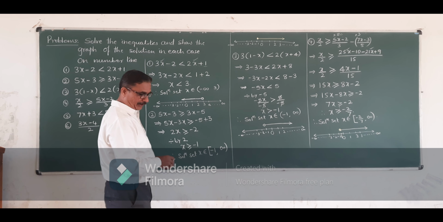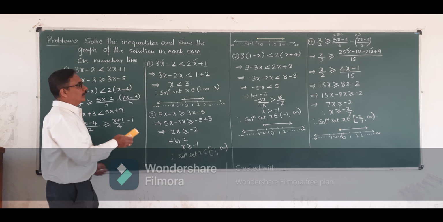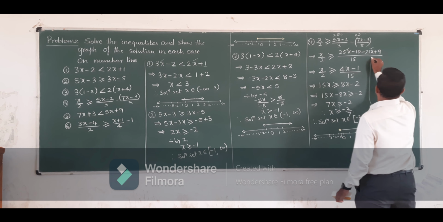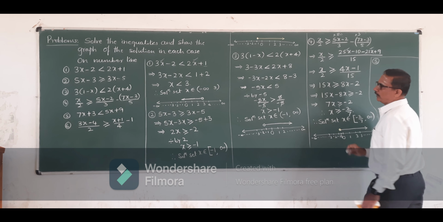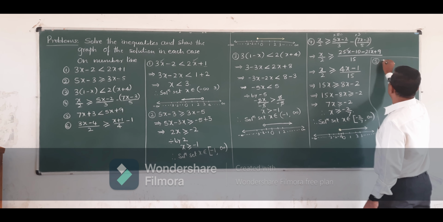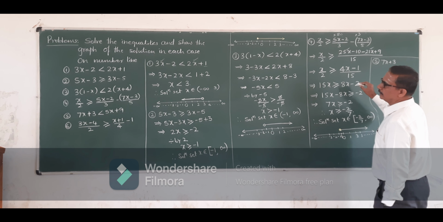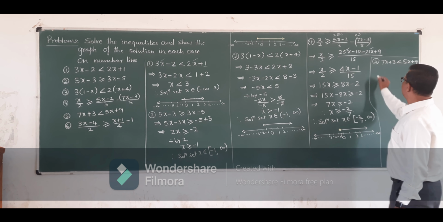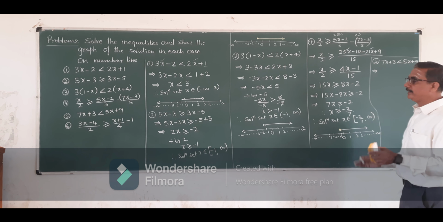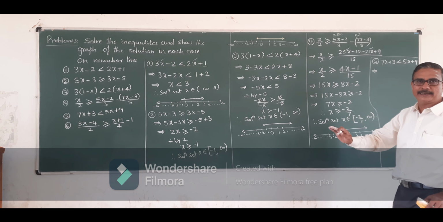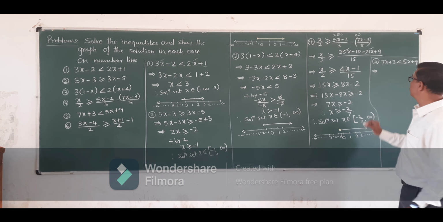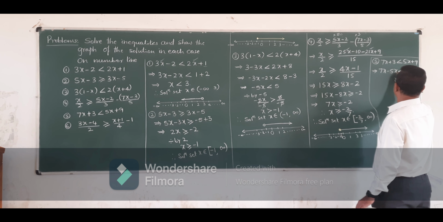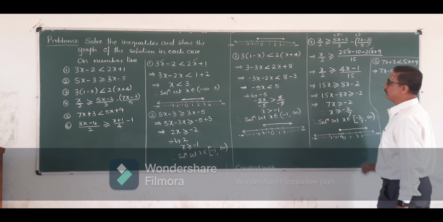Then problem number 5. Now fifth problem. Problem number 5. Here 7x plus 3 less than 5x plus 9. This implies, rearrange, take literal inequality on one side, numerical inequality on other side. 7x, take 5x on left side minus 5x less than 9 minus 3.